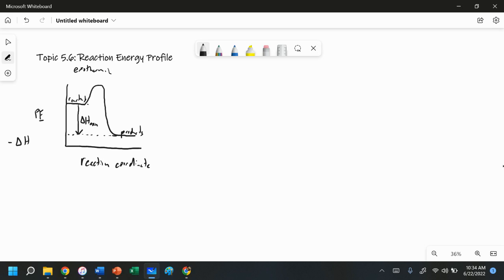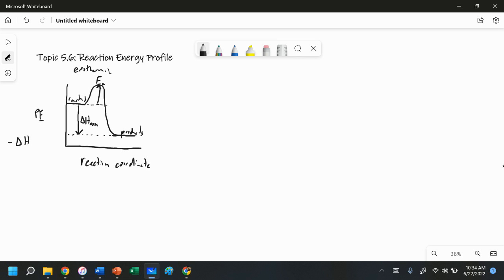You'll also notice that we had to go up in energy before we could get down to the products. This change from the reactants to the top of this hump up here is called the activation energy. And that's the energy required to break the bonds in the reactants to form a transition state. That transition state or activated complex can then react and form the products in this chemical reaction.